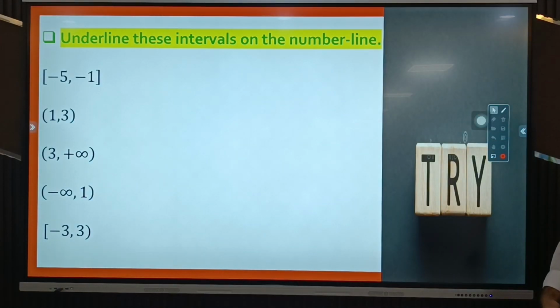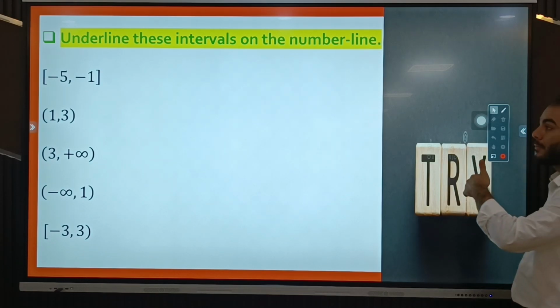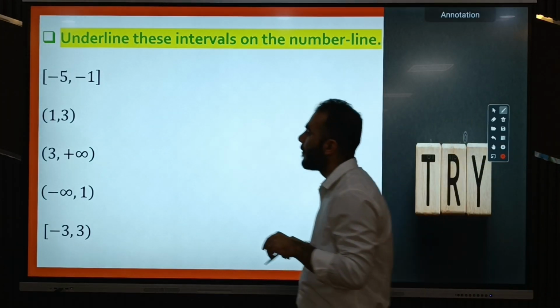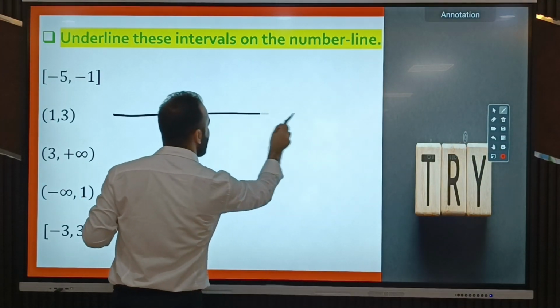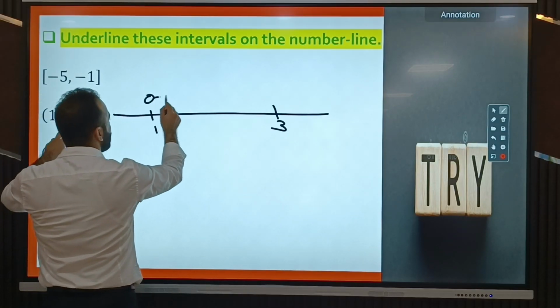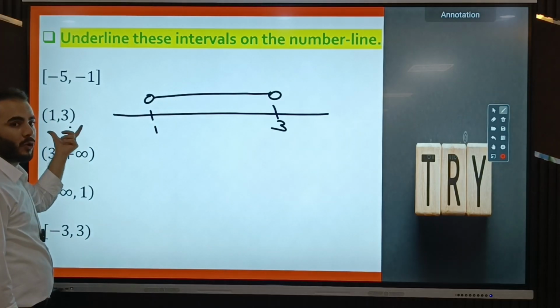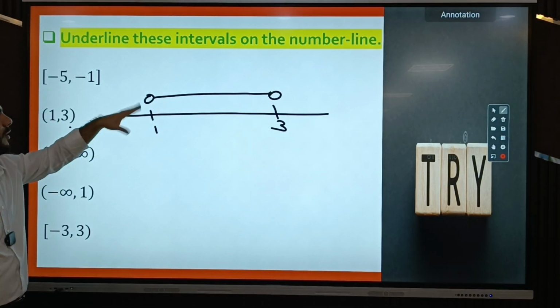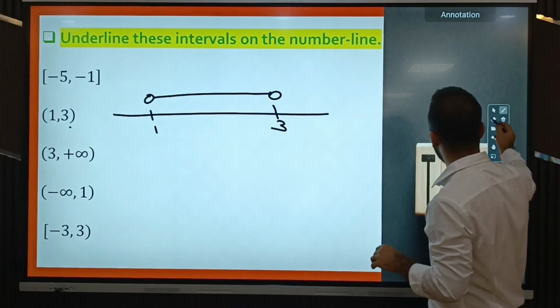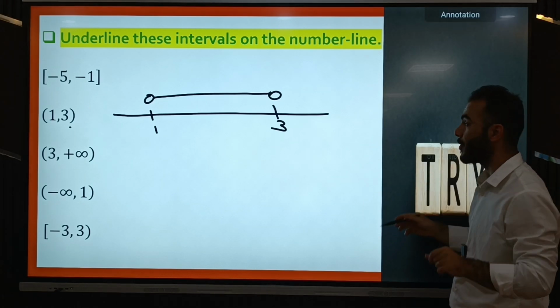Okay, next question. Again, underline these intervals on the number line. I just want you to pause the video and try to do them by yourself and try to check it based on the previous slide that we did. All right. So I will just do only one of them. Let's just do the second one. Imagine this is a number line. So 1 is here, 3 is here. So from 1 to 3, do we have an open or closed interval? Open interval from both sides. That's why leave the circles empty like this. And I hope that you solved the rest by yourself.